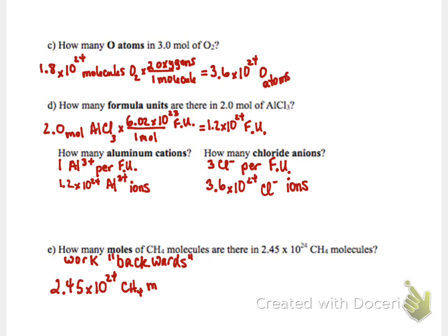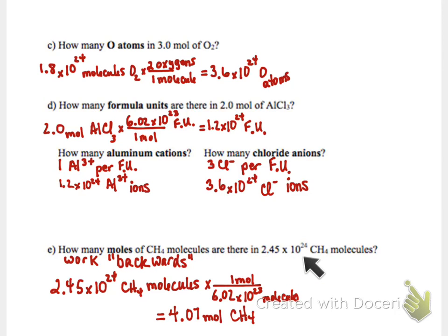How many moles of CH4 molecules would we have in 2.45 times 10 to the 24th? We're going to work backwards here. So we have the number of molecules. We know the number of molecules per mole, that's Avogadro's number. Divide by that number, and we get the number of moles, 4.07 moles.